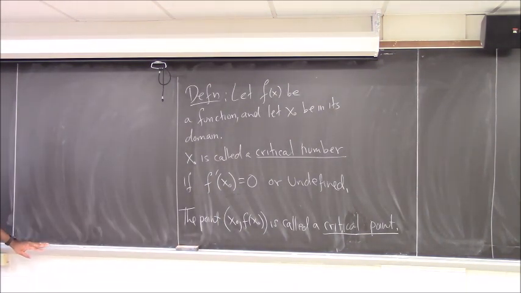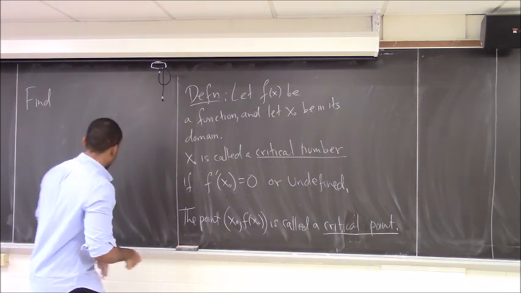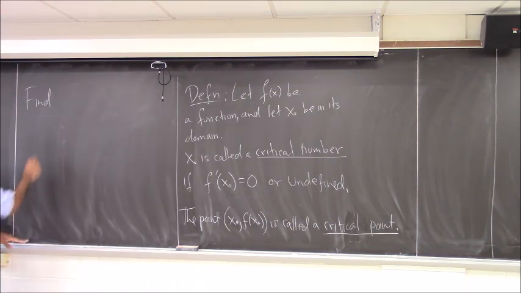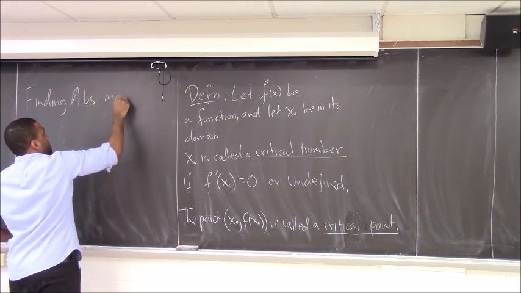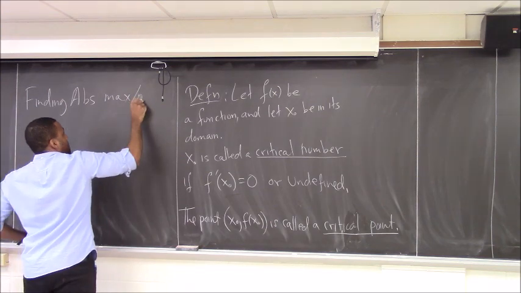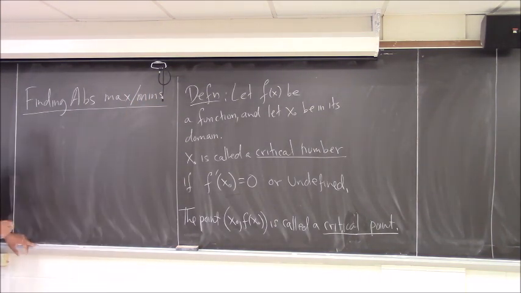So let's look at finding, we're going to talk about finding local maximums and minimums later, and I guess on Friday. But right now let's talk about finding absolute maximums and minimums. There's something called the closed interval method.